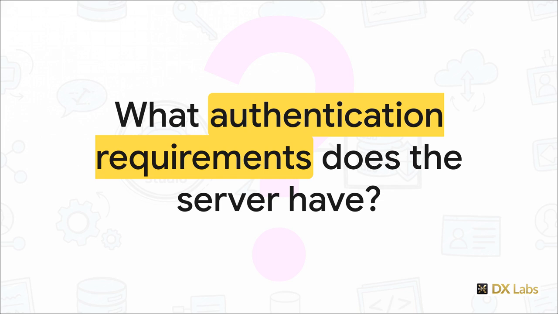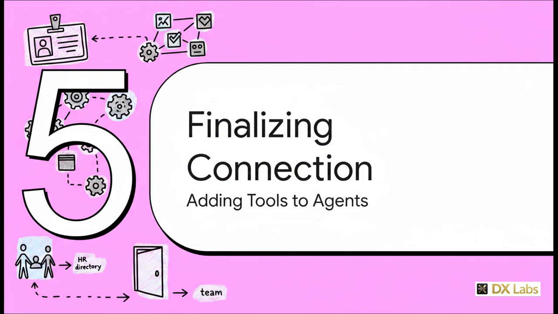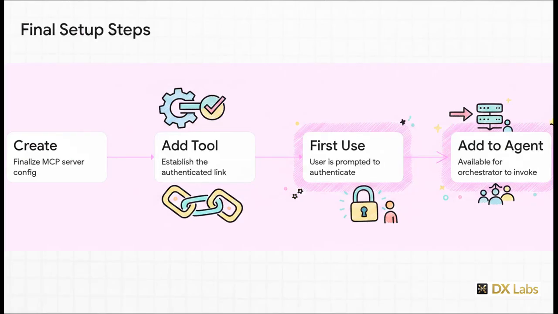Now let's look at bringing this all together. Section 5. Finalizing the connection. Think of this final phase just like HR onboarding. A new employee is past their background check, but until HR officially assigns them to a specific team, they can't actually do any work. Here are the final procedural steps you really need to memorize.